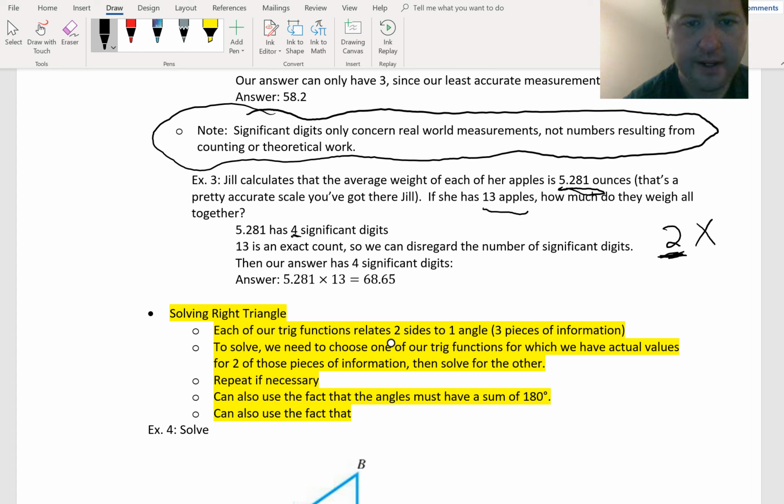So we multiply 5.281, the average weight of our apples, by 13, the number of apples we have, and we get 68.65. And again, there was some rounding here. I wish I'd written the extra digits and we just rounded to 4.